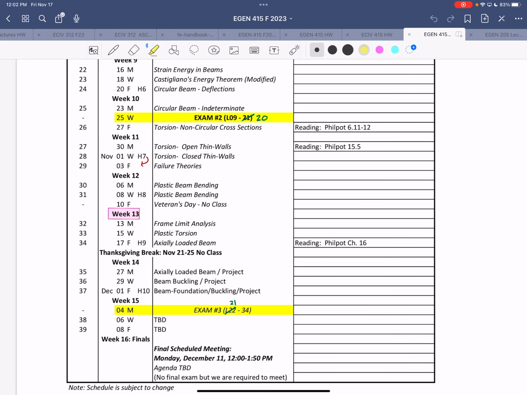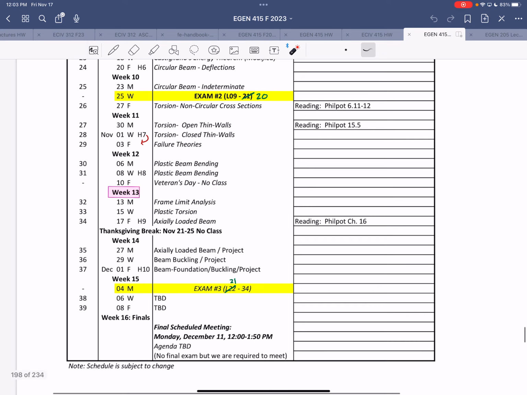Okay, so the last homework assignment, I already posted that. That'll be due 2 weeks from today. And it's going to cover this stuff. So frame limit analysis, plastic torsion, axially loaded beam, and the axially loaded beam is what we're going to talk about today. Then coming up after that, after break, we'll continue to have some more lectures and then talk about the final project.